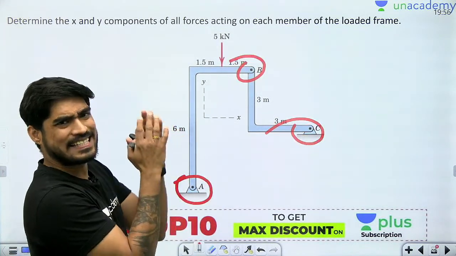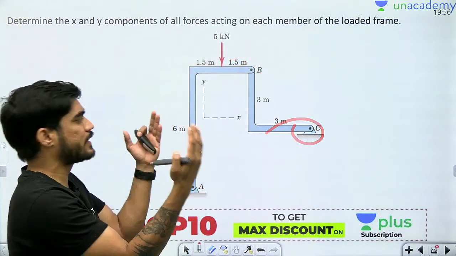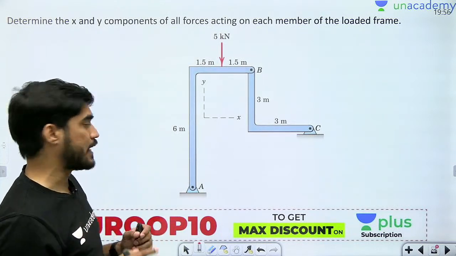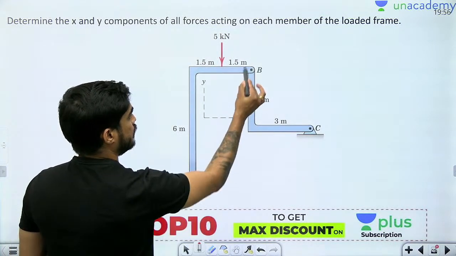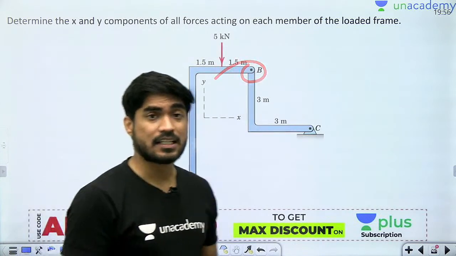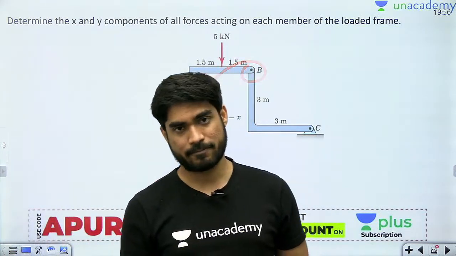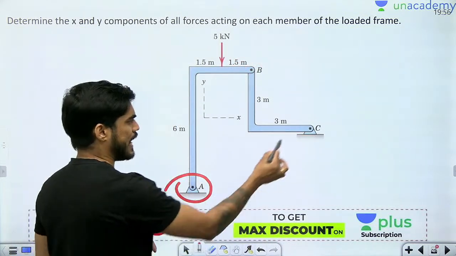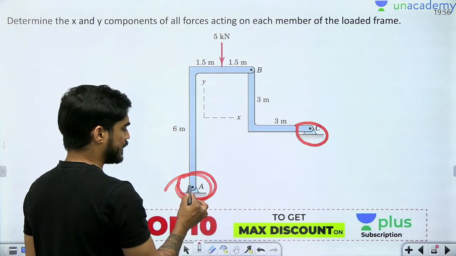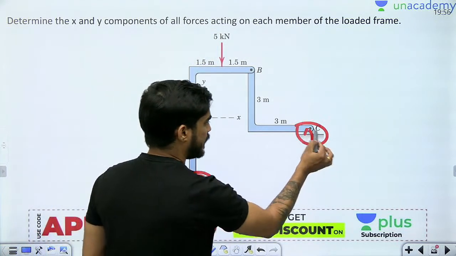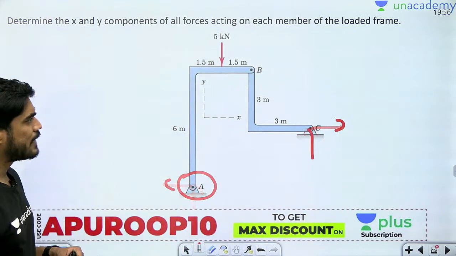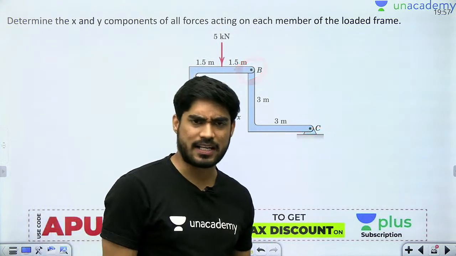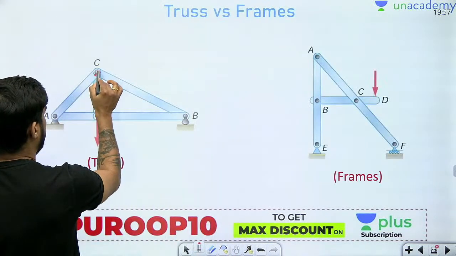So if I separate these members, isolate these members, I will get two forces at each joint, force in x direction and force in y direction. Now you might be wondering, चलो सपोर्ट का तो समझ में आता है, I can understand at the supports that there will be two reactions in x and in y, right? But why will there be two forces at joint B? Because in case of truss we get only one force at every joint, right?